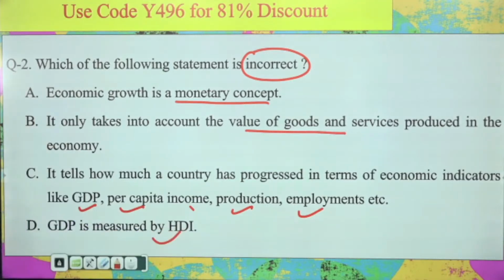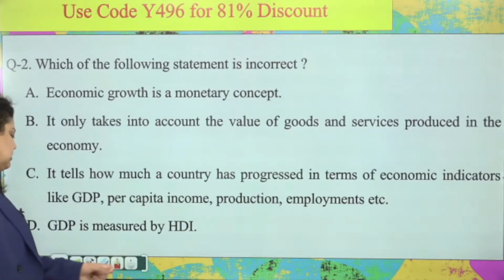So what do you think? Which of the following statements is incorrect? A, B, C or D? Which of the following statements is incorrect? So the right answer for this particular question will be your D option.